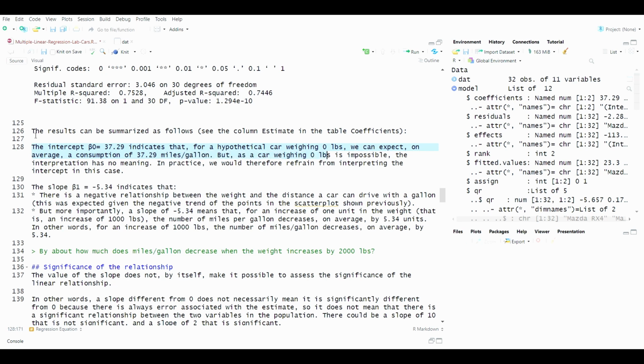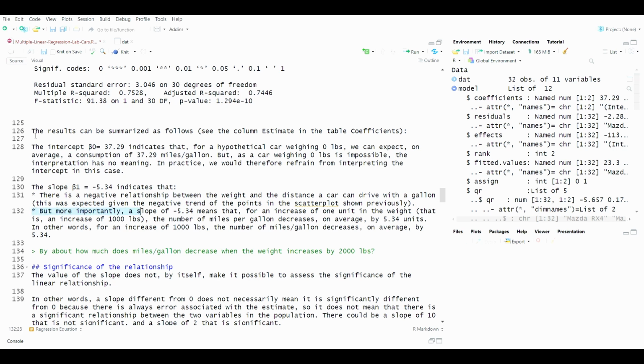But as a car weighing 0 pounds is impossible, the interpretation has no meaning. In practice, we would therefore refrain from interpreting the intercept in this case. The slope, beta 1, is equal to negative 5.34, which indicates that there is a negative relationship between the weight and the distance a car can drive with a gallon of gas. This was expected given the negative trend of the points in the scatter plot shown previously.